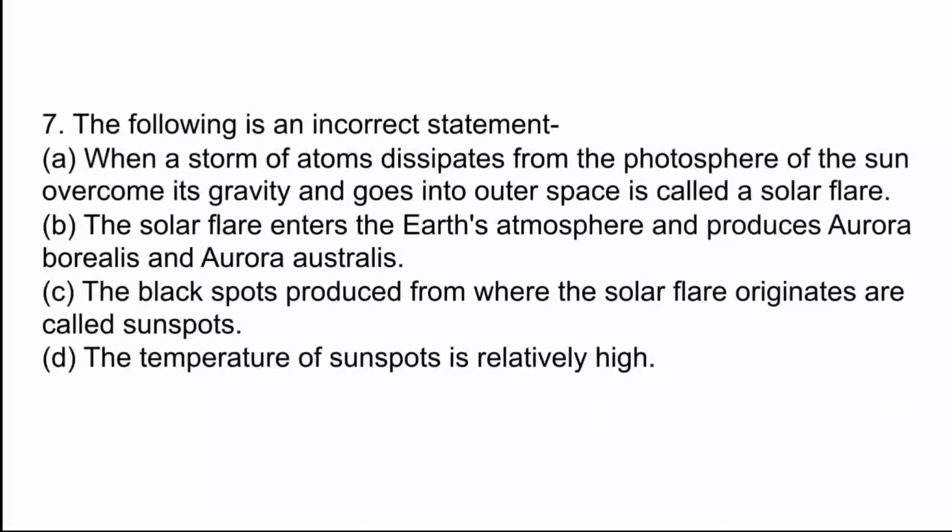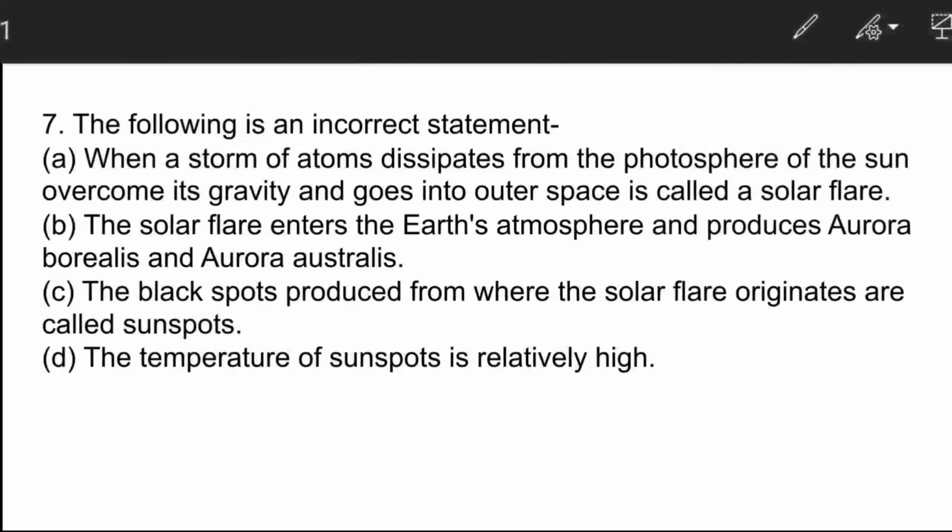The next question is, you have to find the incorrect statement. So let's see. When a storm of atoms dissipates from the photosphere of the sun, overcomes its gravity and goes into outer space, it is called a solar flare. This is a correct statement, so this cannot be the answer. The solar flare enters the Earth's atmosphere and produces aurora borealis and aurora australis. Correct statement. The black spots produced from where the solar flare originates are called sunspots. This is also correct, so we cannot eliminate this also. So we got our answer.